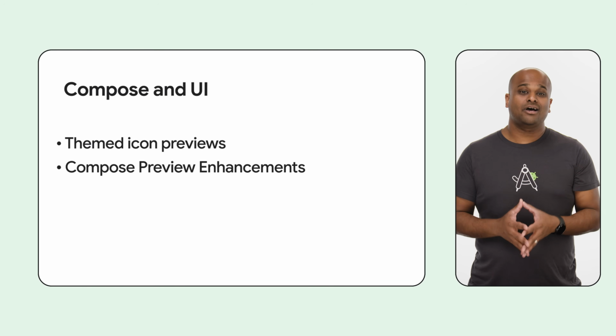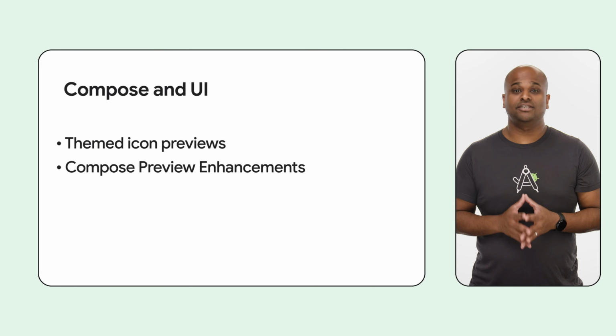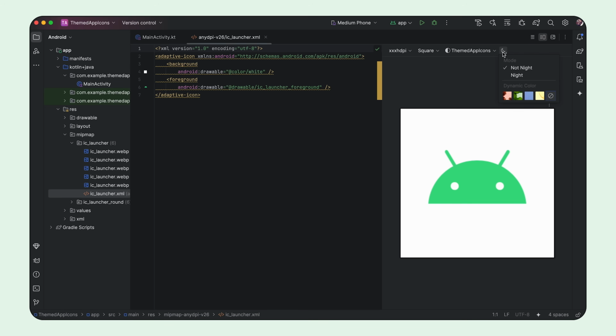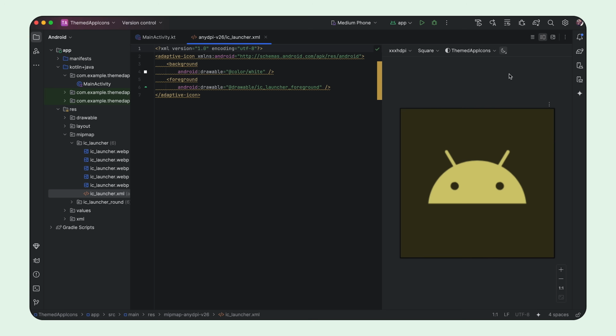Now, let's talk about how we're making it easier to develop and test your UI. Android Studio now makes it easier to ensure that your app icon looks great with themed icons, which were introduced in Android 13. With Themed Icon Preview, you can now instantly preview how your standard icon adapts to the system theming right in the IDE, even if you haven't created a dedicated monochromatic icon yet. This helps you spot potential issues early.